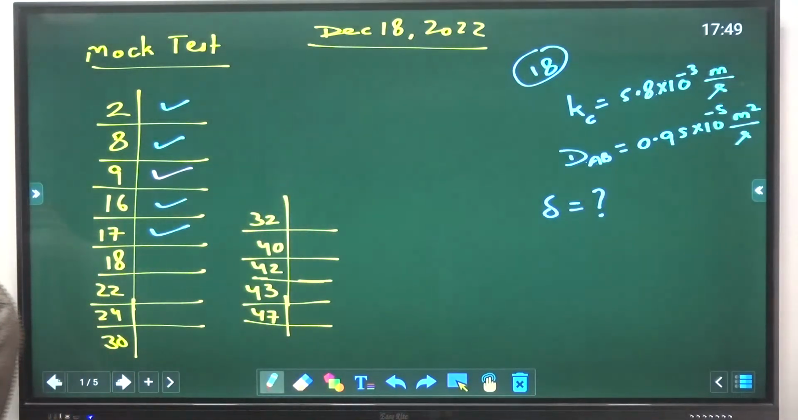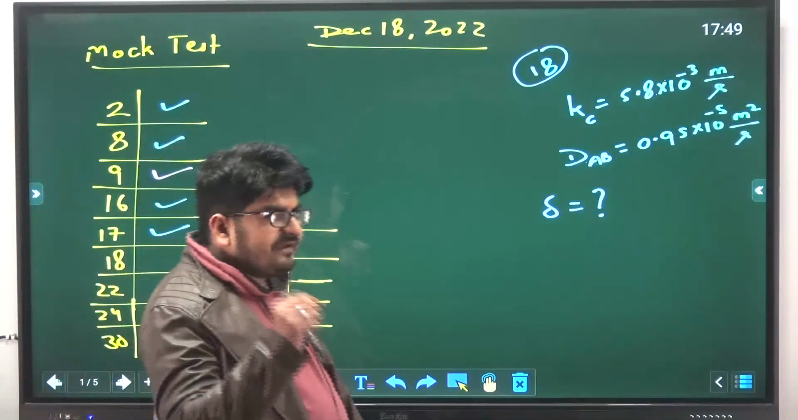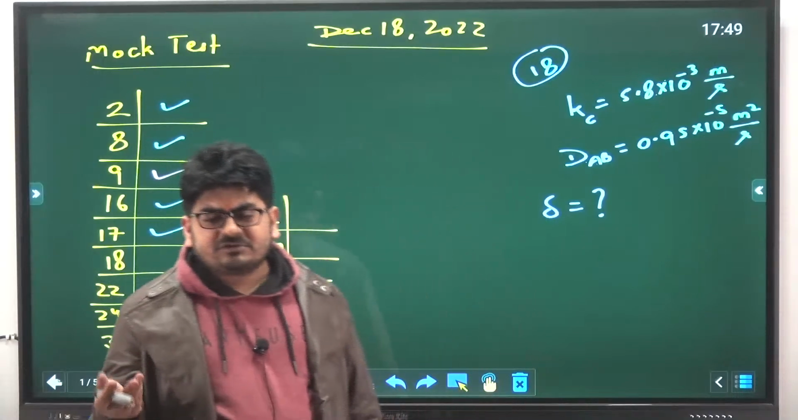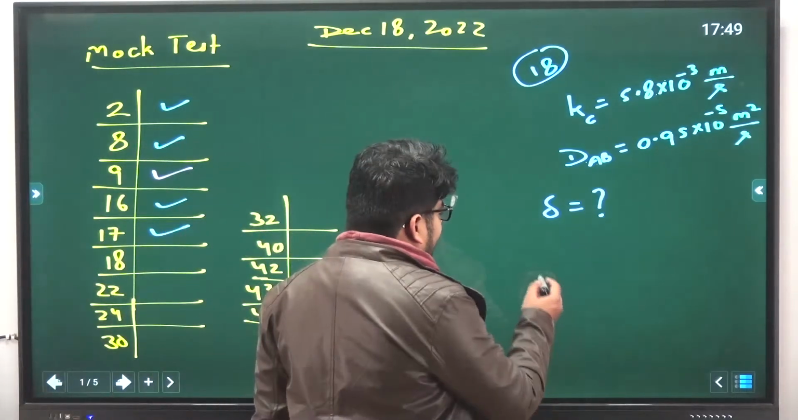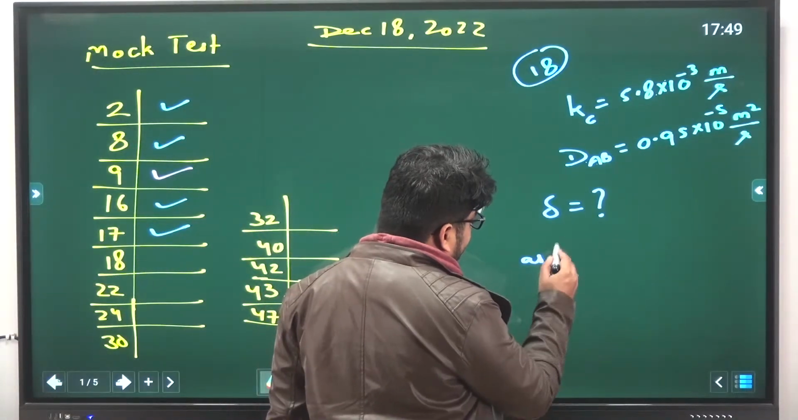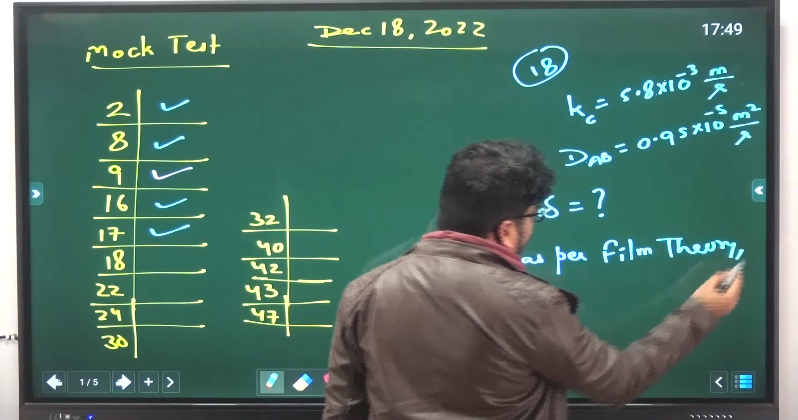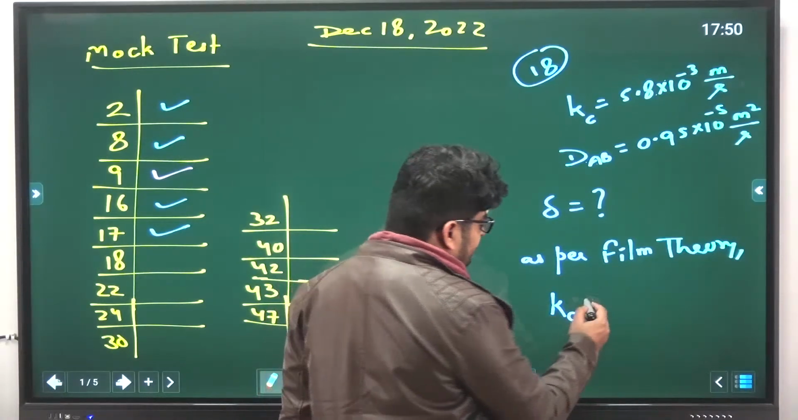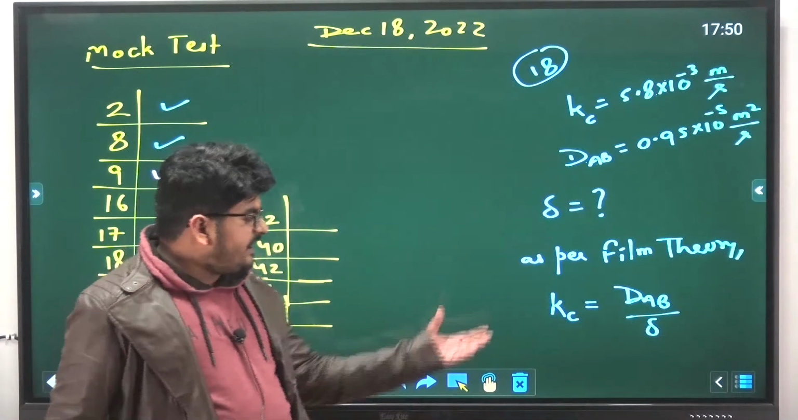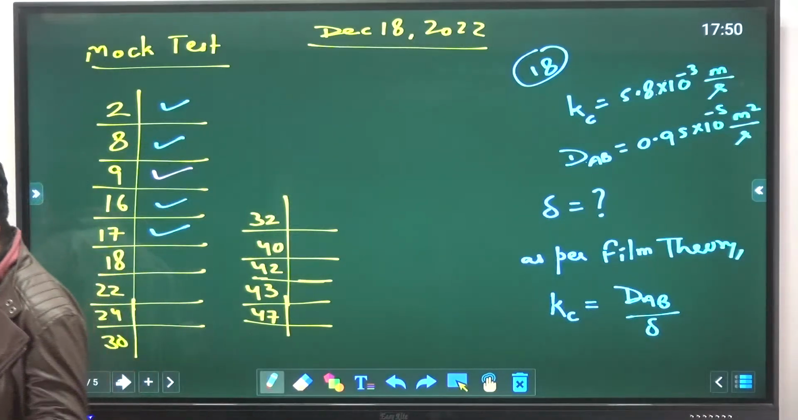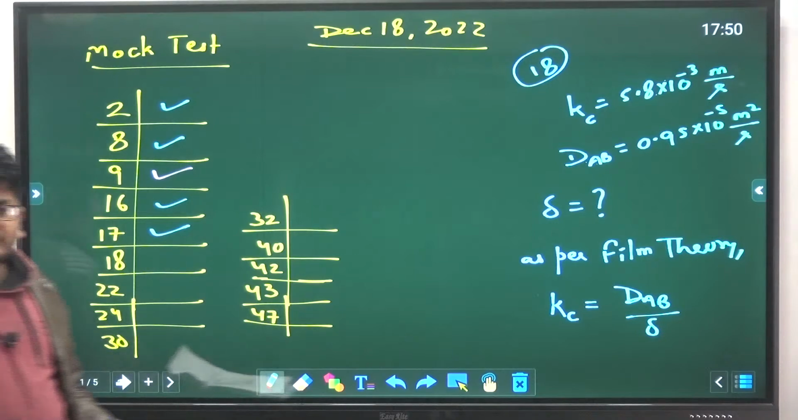around the naphthalene ball. Okay, so you know that if naphthalene is diffusing in air, this is the case of DND, and you can use the two film theory for that. As per the film theory, I hope you guys know that mass transfer coefficient will be equal to diffusivity over delta. And here you can calculate delta by putting the values of Kc and DAB. Simple. So you just need to use the film theory here.